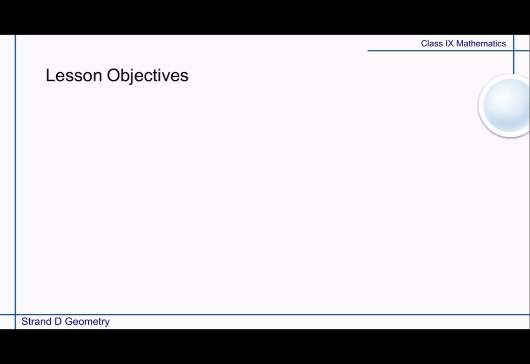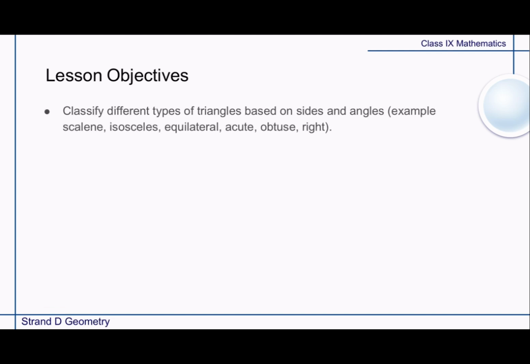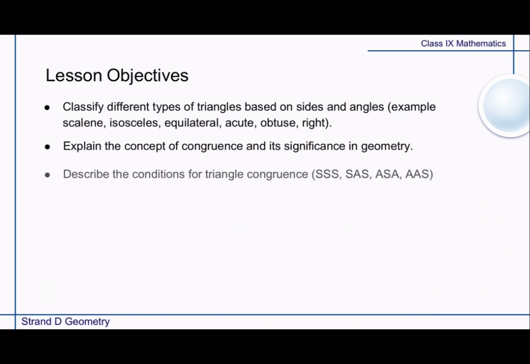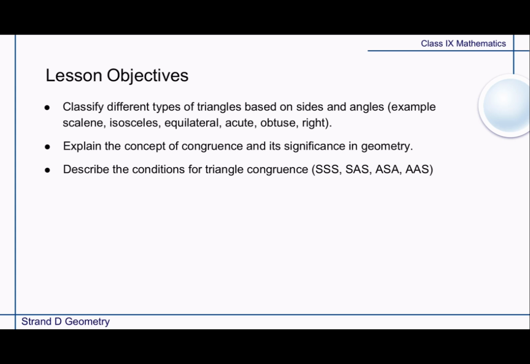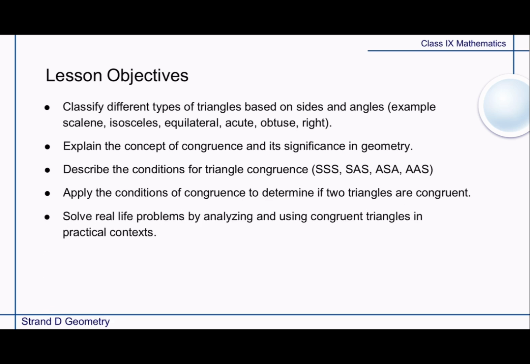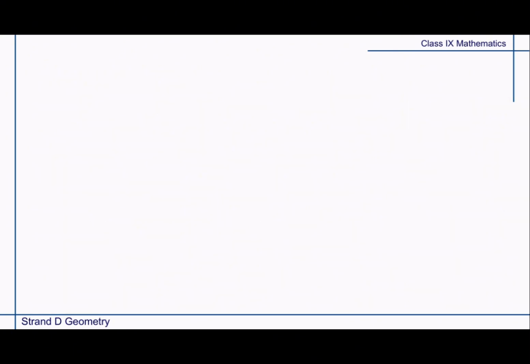Now, to go about with the lesson objectives, we will classify different types of triangles based on sides and angles. We will also explain the concept of congruence and its significance in geometry, describe the conditions for triangle congruence, apply the conditions of congruence to determine if two triangles are congruent or not, and solve real-life problems by analyzing and using congruent triangles in practical contexts.